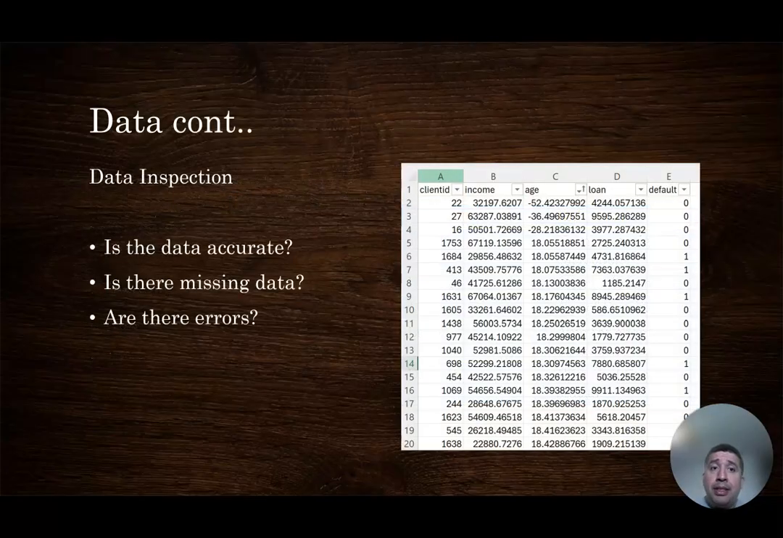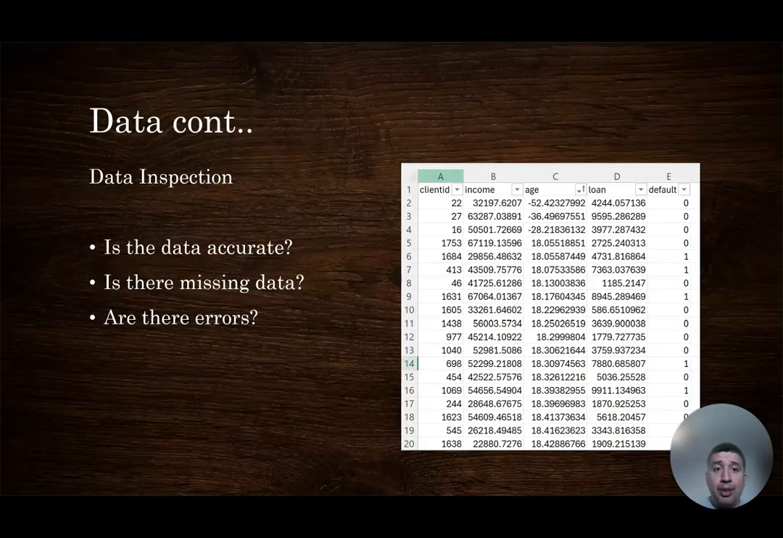So data inspection. So as we got the data, we want to look at a few things. Number one, is the data accurate? So looking across the data here, we have the client ID, income, age, and loan. All of that should be numerical. And we're looking at that, and everything is. There's no numbers or letters in there that should not be there. They're all numbers. Is there any missing data or erroneous data?